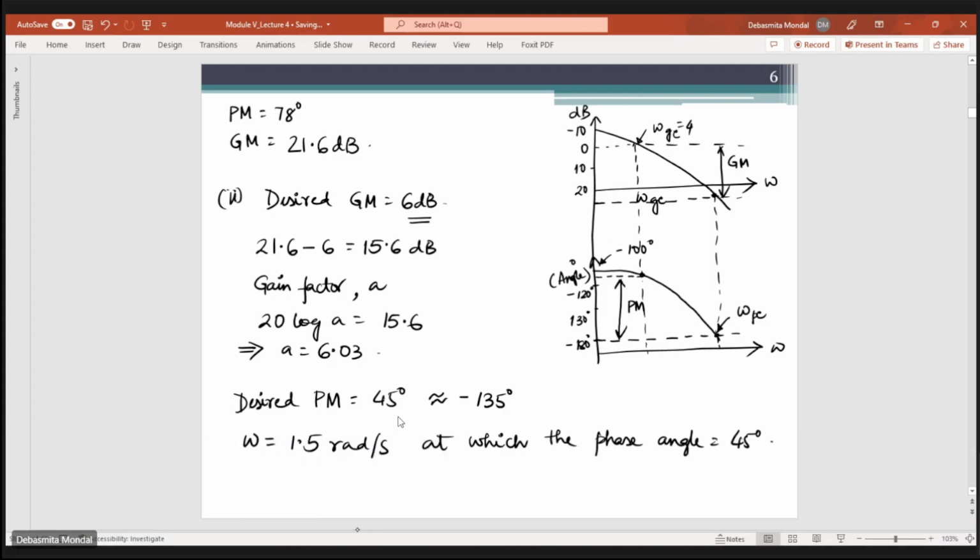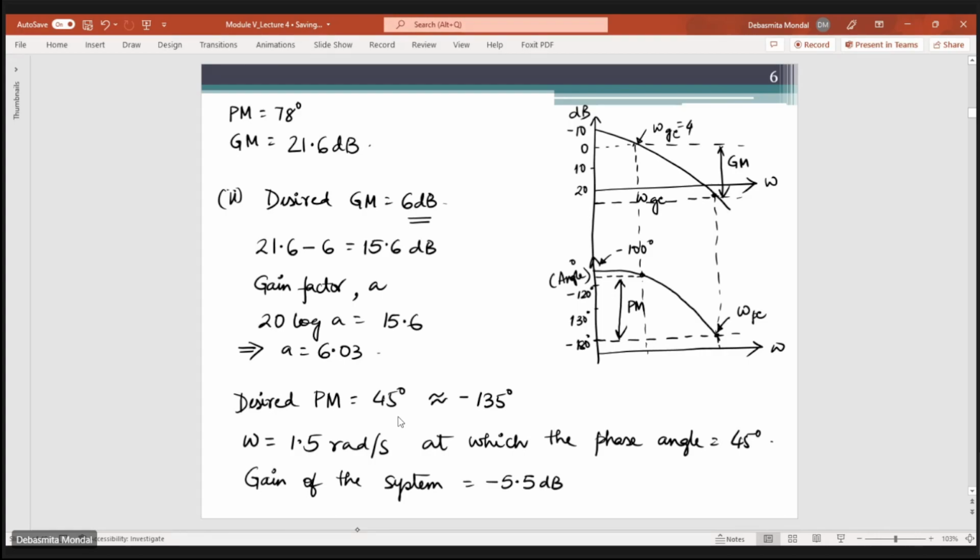So, at omega equals 1.5 radian per second, you can simply find out from the magnitude plot what is the value of the overall magnitude of the system. At this point, the gain of the system can be found from the log magnitude plot, and this is nothing but minus 5.5 dB, right?